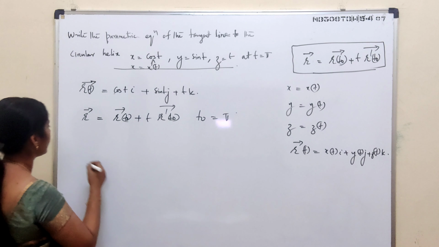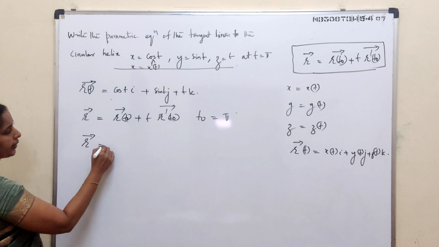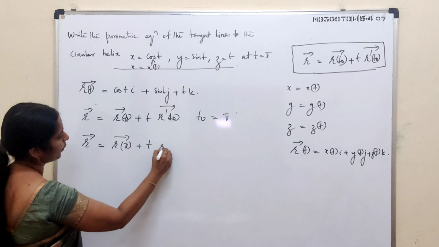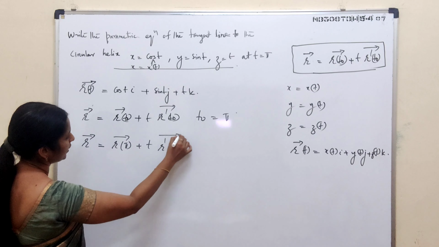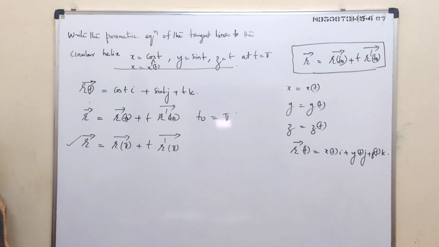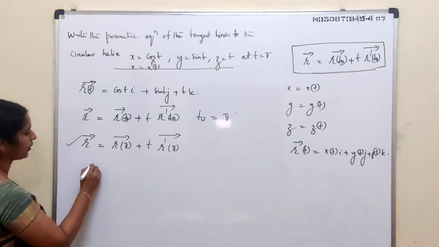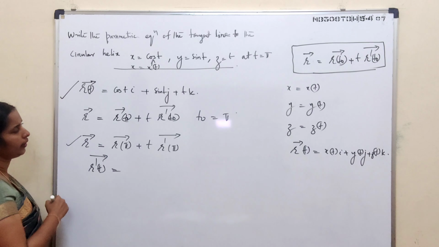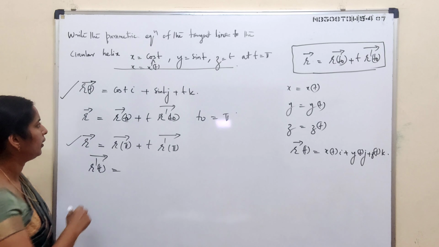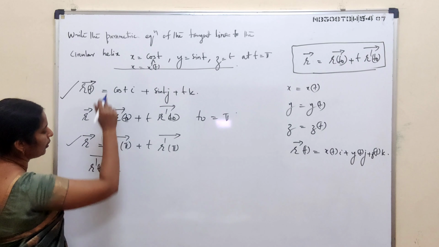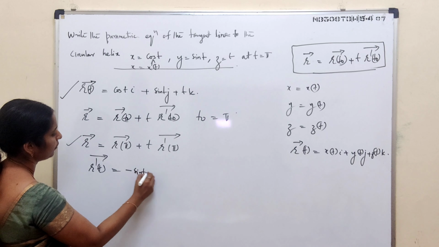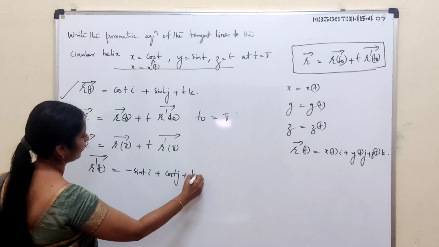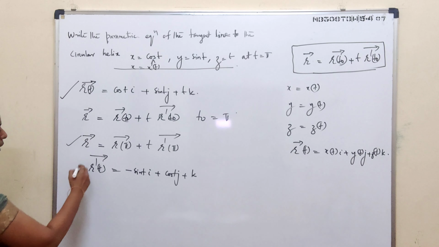So the equation of tangent line through pi is vector r is equal to vector r of pi plus t into r dash pi. See, this is the tangent line. So we have to find r dash t. What is r dash t? You consider r t, you differentiate with respect to t. So you differentiate this term, the derivative of cos t is minus sin t i plus cos t j plus k.